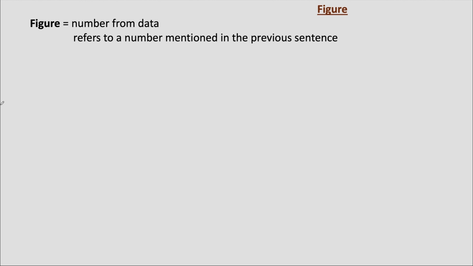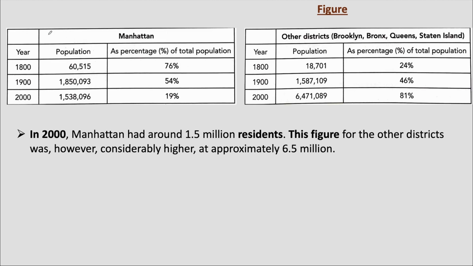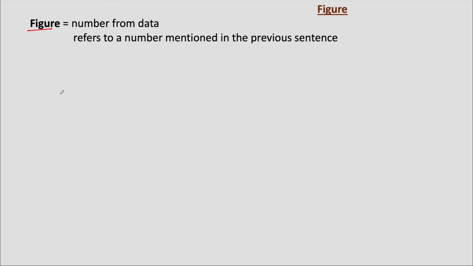Another very useful word is figure. Figure means a number from data. It is one of the best words to avoid repetition in task 1. We often use it instead of repeating a long phrase. When we use the figure or this figure, it must refer to a number mentioned in the previous sentence.